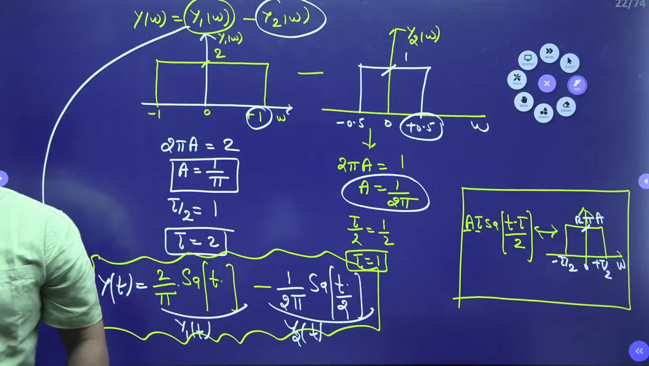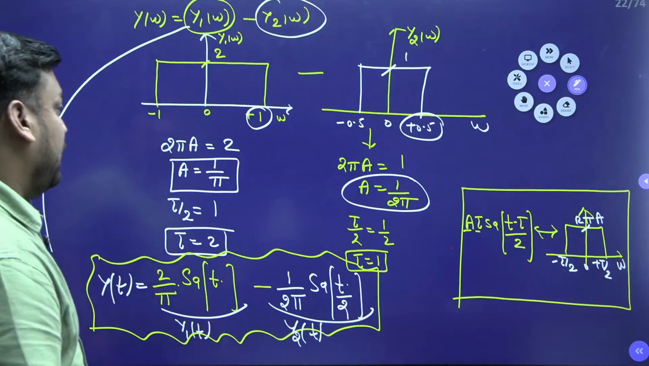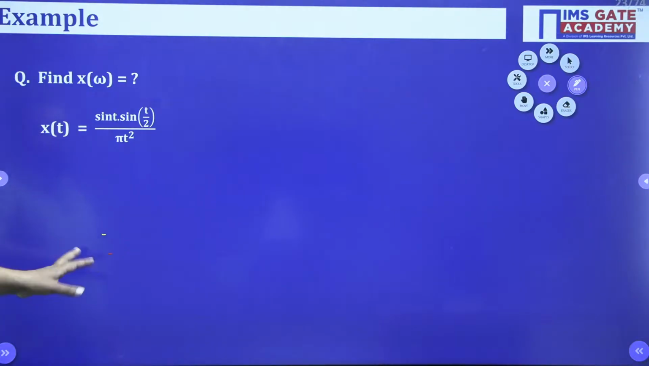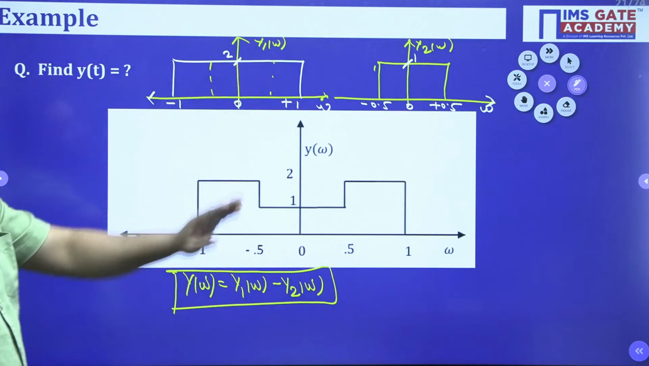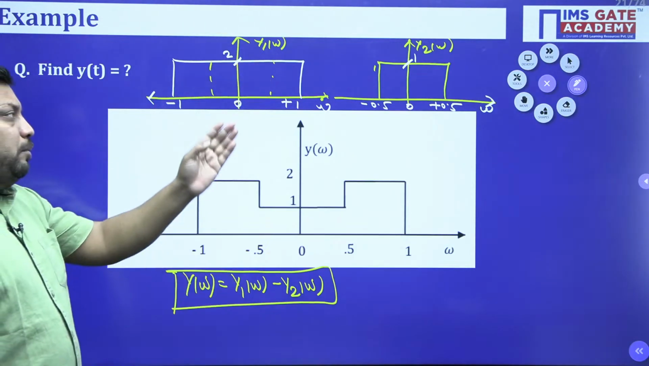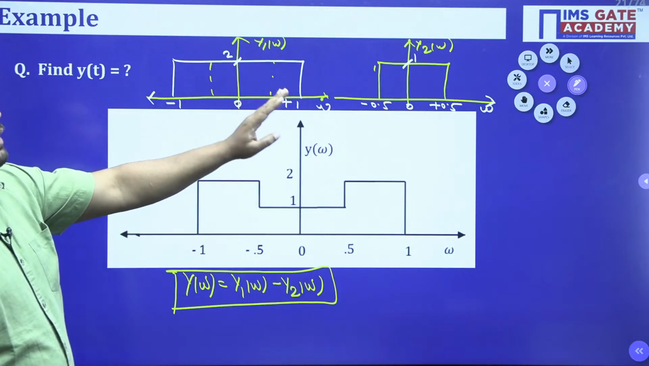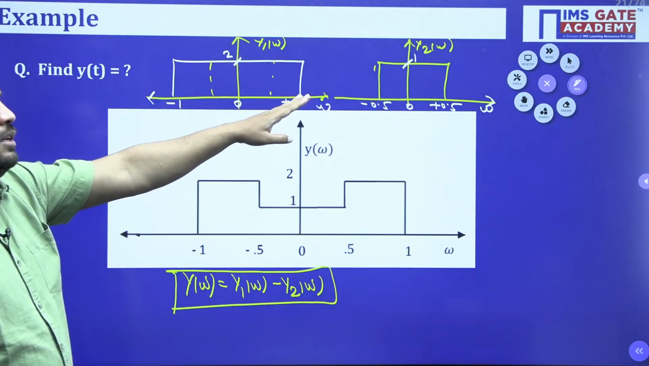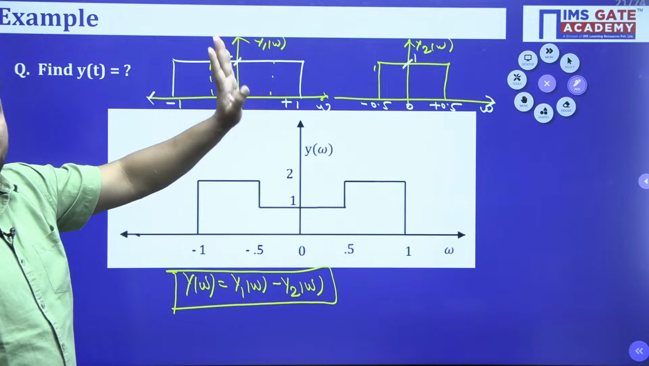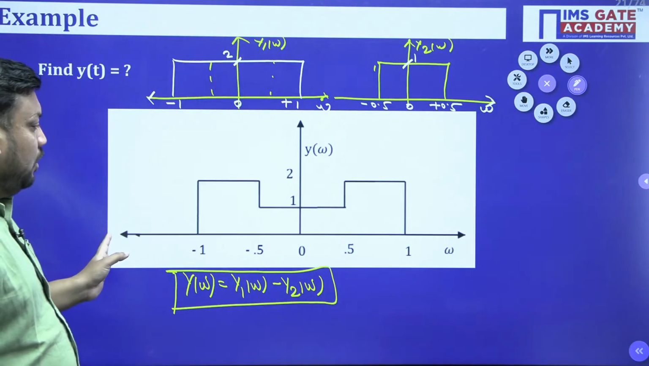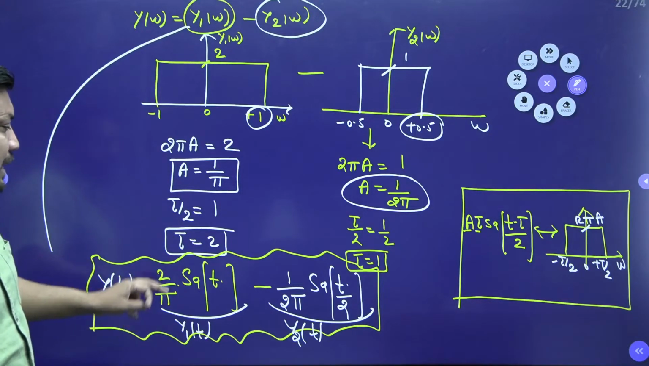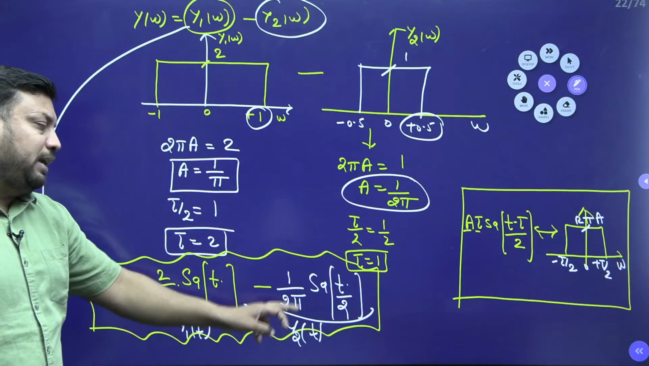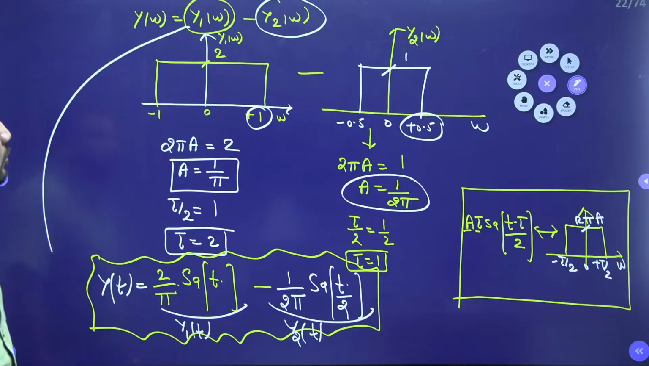Chaliye, so now students, I am going for the next question. This is the first question we have solved, a very good example it is. For y omega, first of all you have to generate y1 omega and y2 omega. So students, by using the values of y1 omega and y2 omega, both are rectangular pulses. So in the time domain for sure we have a sampling function. That is why your correct answer is, I hope the answer is also matching, 2 by pi sampling of t minus 1 by 2 pi sampling of t by 2.